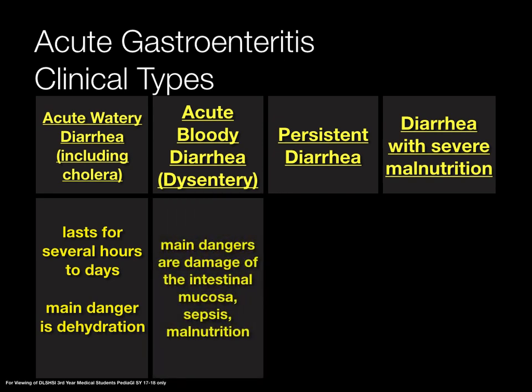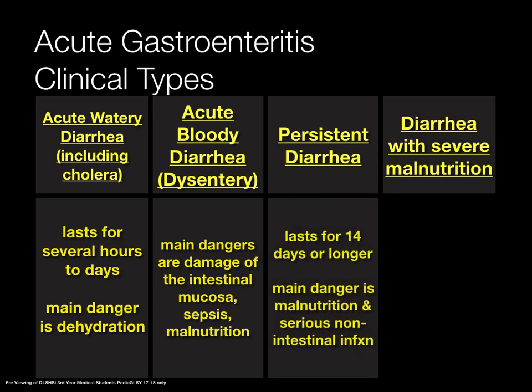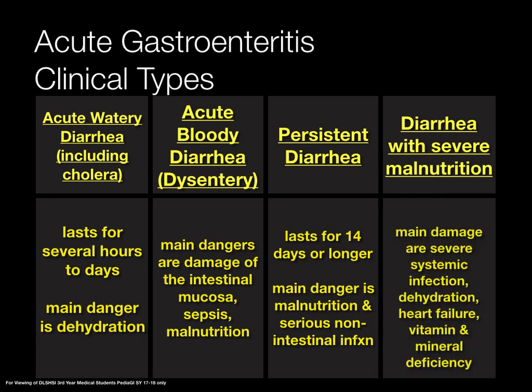For dysentery, the main dangers are damage of intestinal mucosa, sepsis, and malnutrition. Persistent diarrhea lasts for 14 days or longer, and the main danger is malnutrition and serious non-intestinal infection. For diarrhea with severe malnutrition, the main dangers are severe systemic infection, dehydration, heart failure, and vitamin and mineral deficiencies.